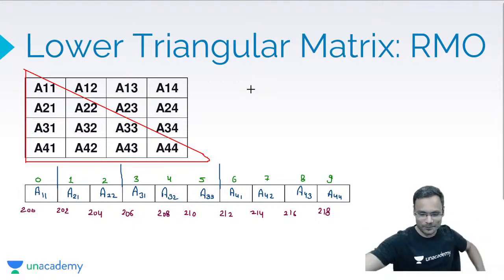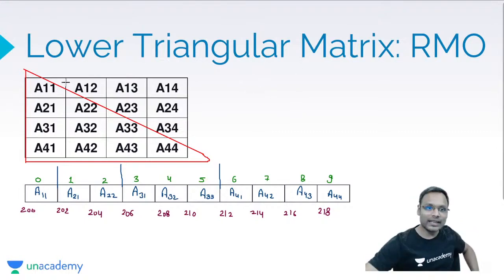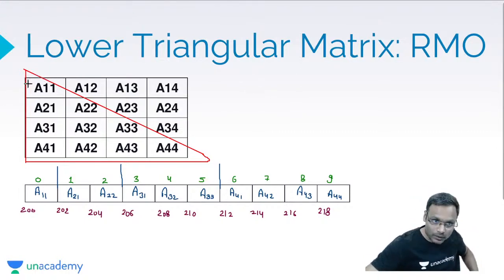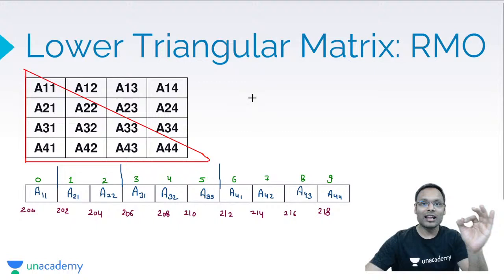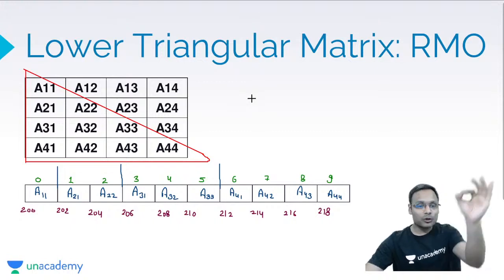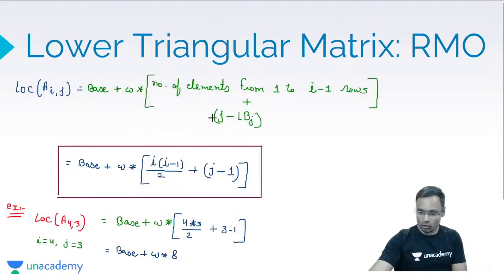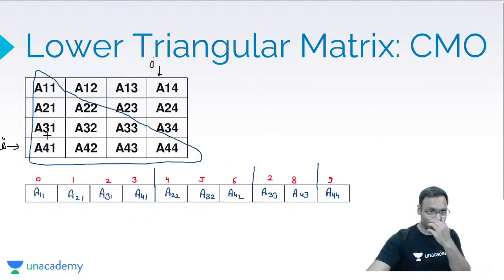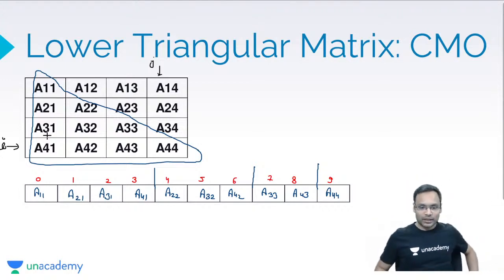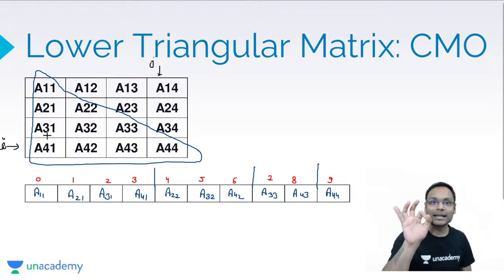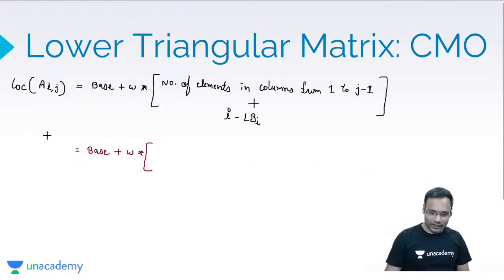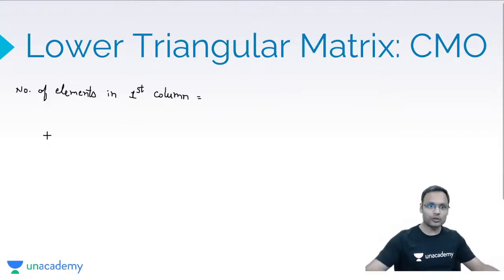How many elements in the first column? 4. But if we have in the generalized scenario n cross n matrix, how many elements we are going to store in the first column? Oh, row major order tak aa gaya main. The total 4, which is nothing but n. Can you verify this? Number of elements in the first column is equal to n.